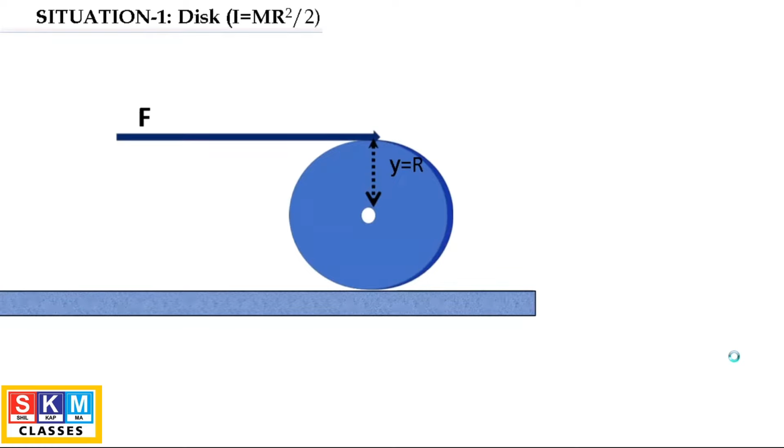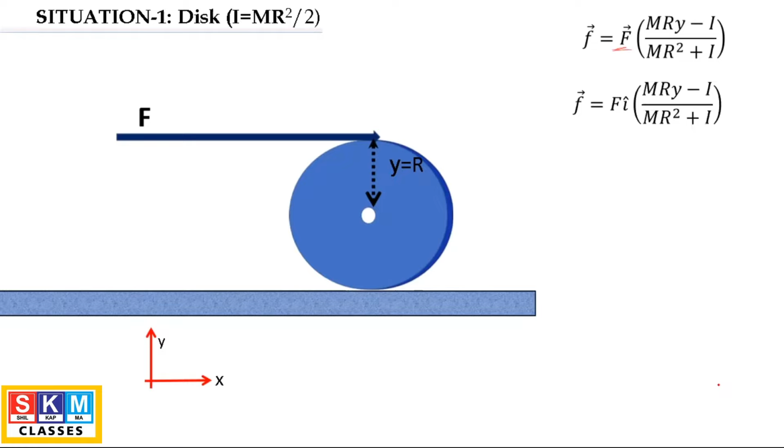Now, to find the frictional force, we will use the magical formula. Here in this formula, F vector will have to be replaced by F i cap because this force is in the direction of positive x-axis. M will remain M, R will remain R. Here Y has to be positive R, as here line of force is above the axis of rotation. That's why we should take Y as positive R. Likewise, we need to take negative sign of Y if the line of force is below the axis of rotation.